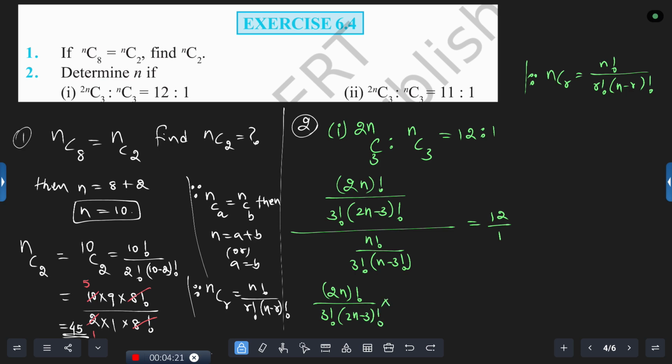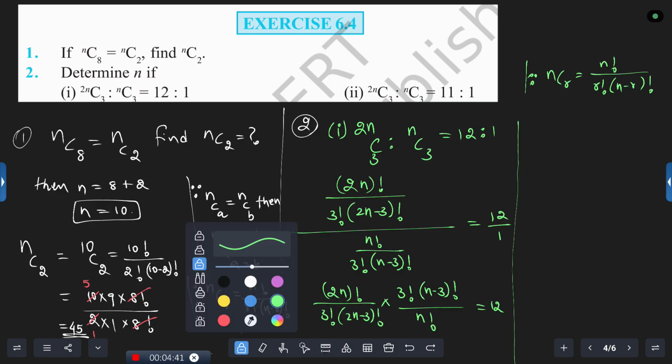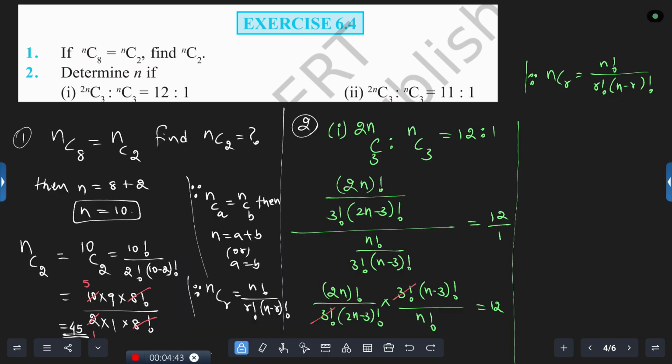So 2n factorial divided by 3 factorial into 2n minus 3 factorial, multiply by the reciprocal: 3 factorial into n minus 3 factorial divided by n factorial, is equal to 12 divided by 1, which is 12 only. Now children, whatever is possible to cancel, just do it. Other things you should be very careful.